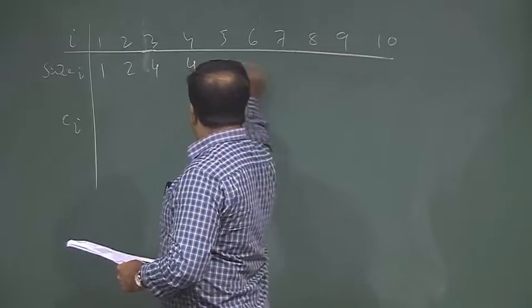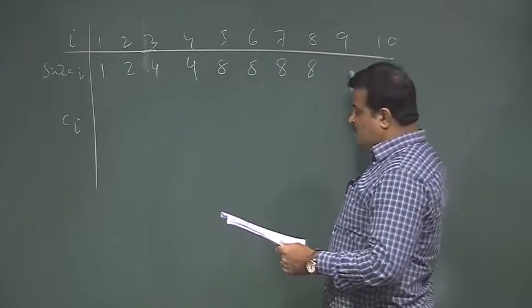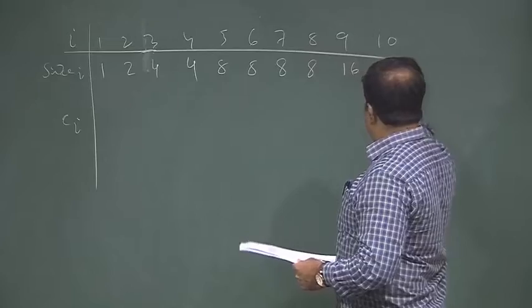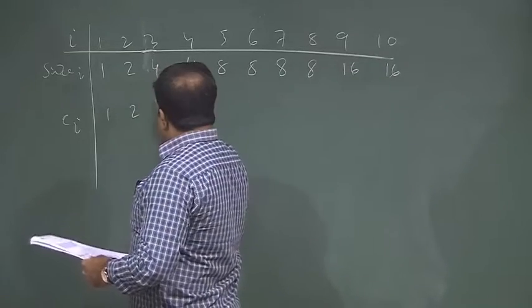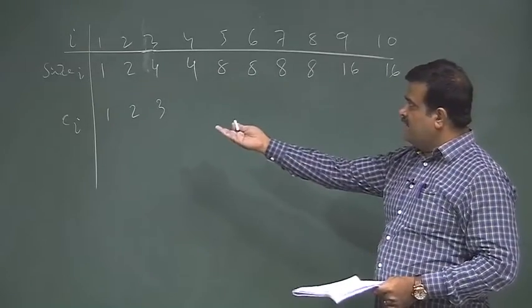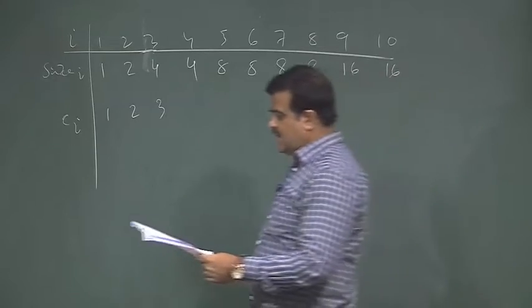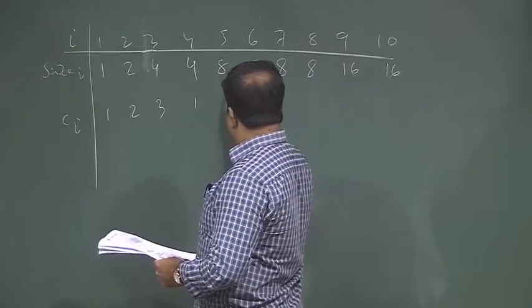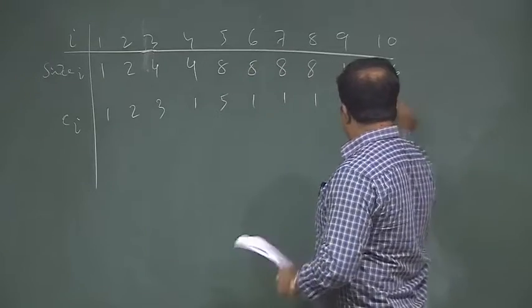Table size is 8 up to this point, and then again we have overflow, and table size will be 16, and so on. And c_i will be 1, 2, 3. This is the time complexity, basically the time to insert the i-th item. c_i is 1, 2, 3, 1, 5, 1, 1, 1, 9, 1.